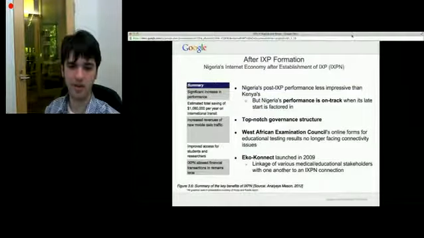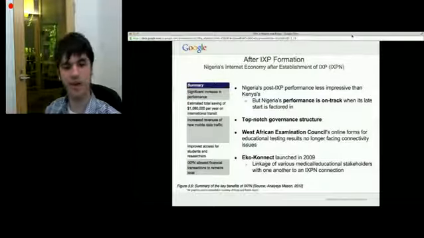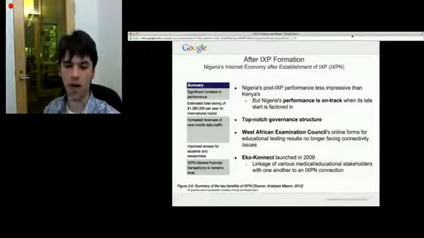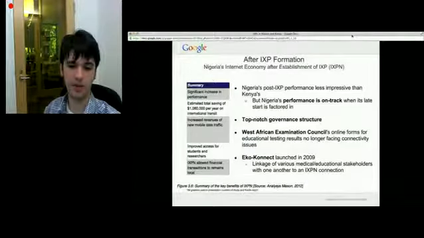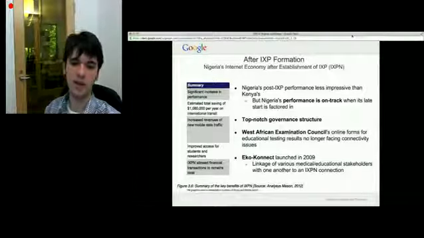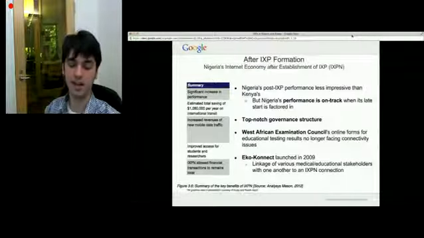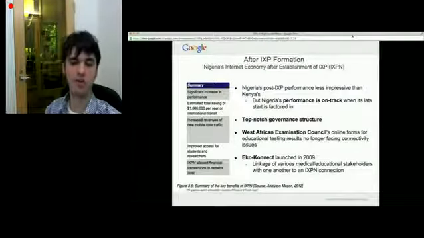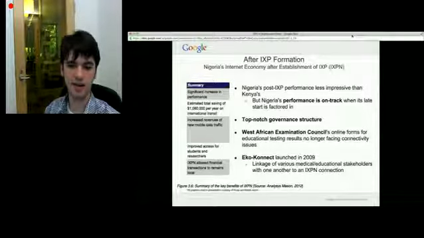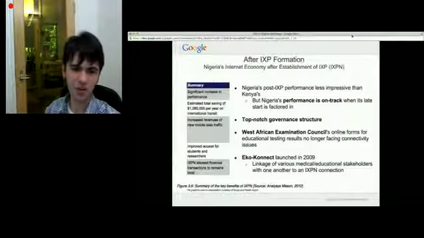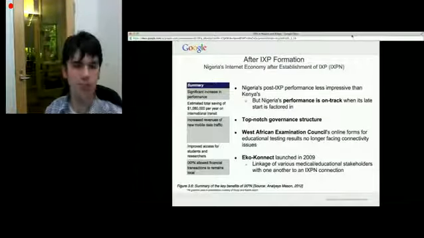So another example is that EcoConnect is this linkage of various medical and educational stakeholders, basically various medical colleges as well as other universities and colleges within the educational system, all linking to one another, and then linking their pool of internet resources to an IXPN connection. And that's the sort of innovation you can see in data transit mechanisms. And you can see on the chart that they are quite significant.